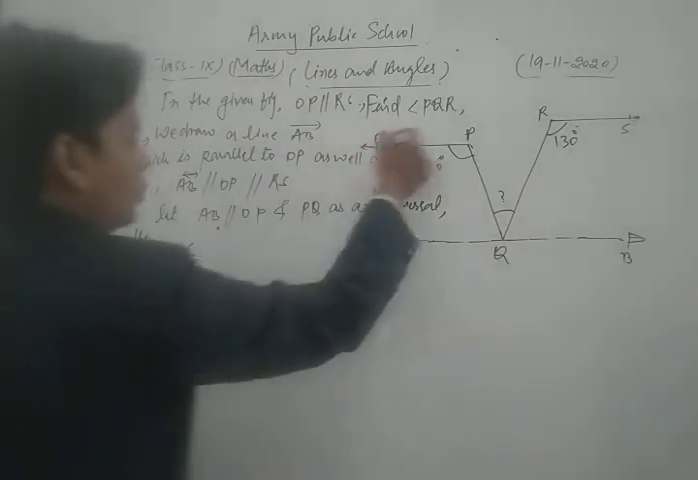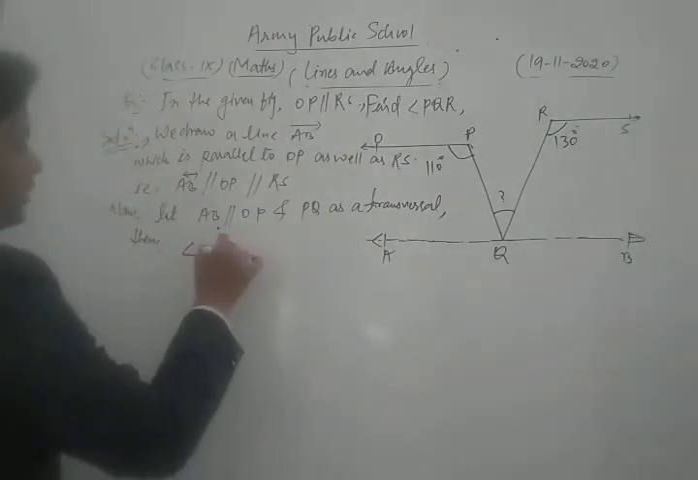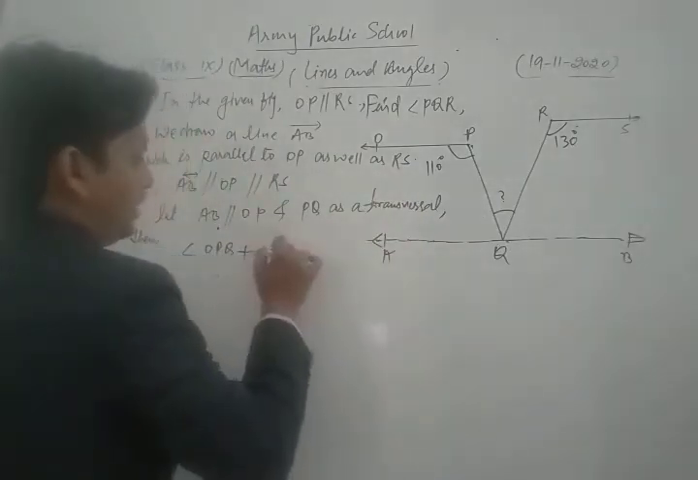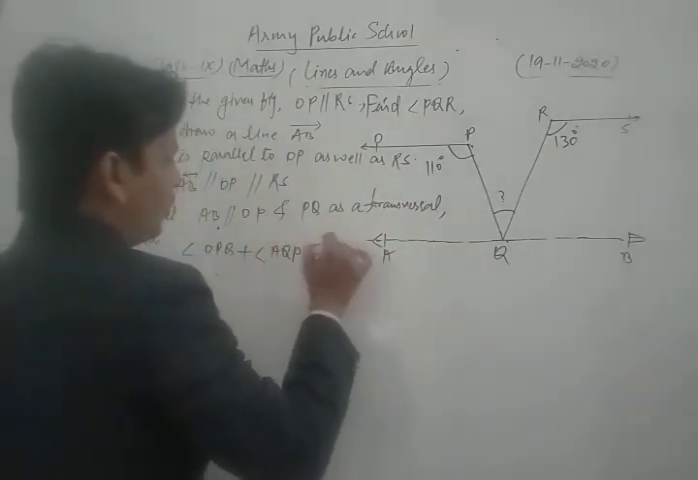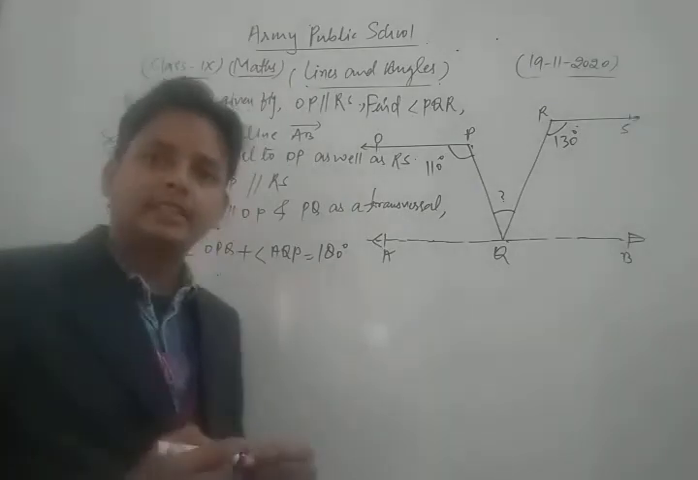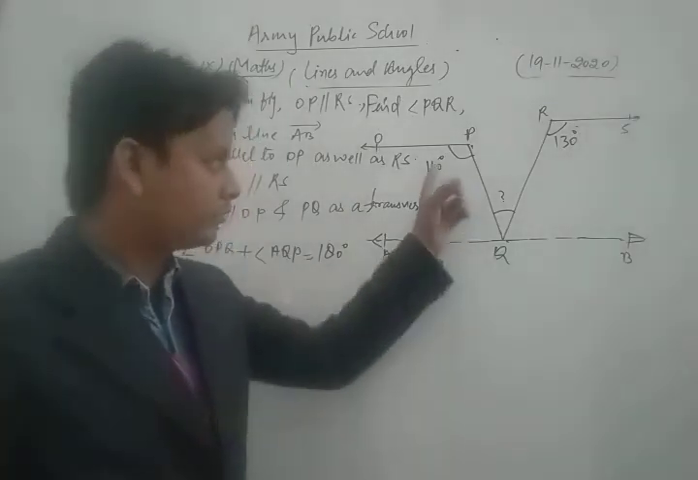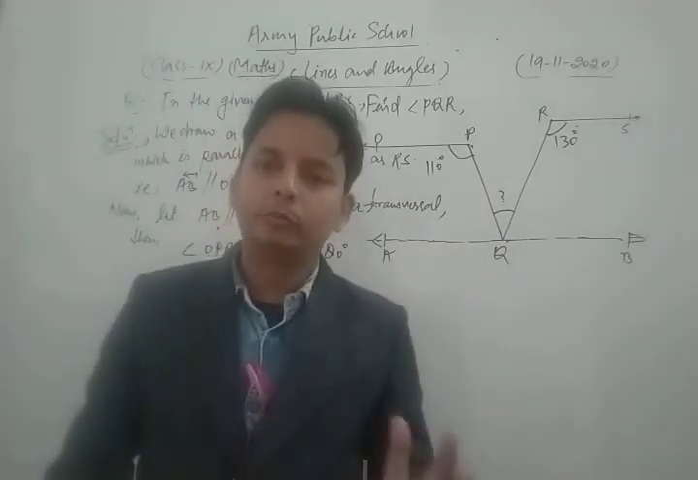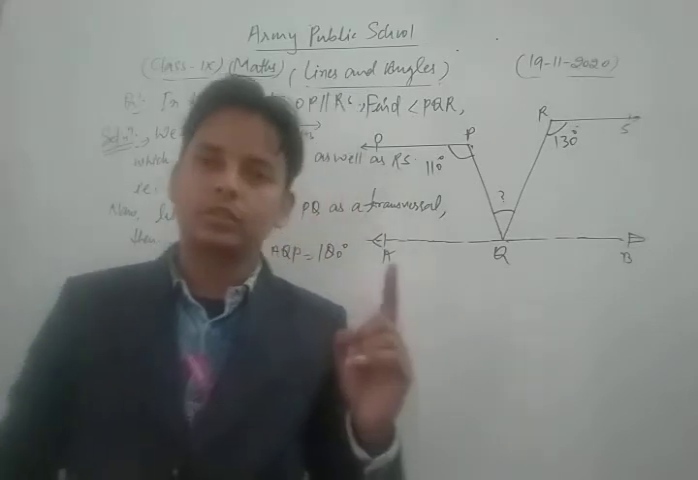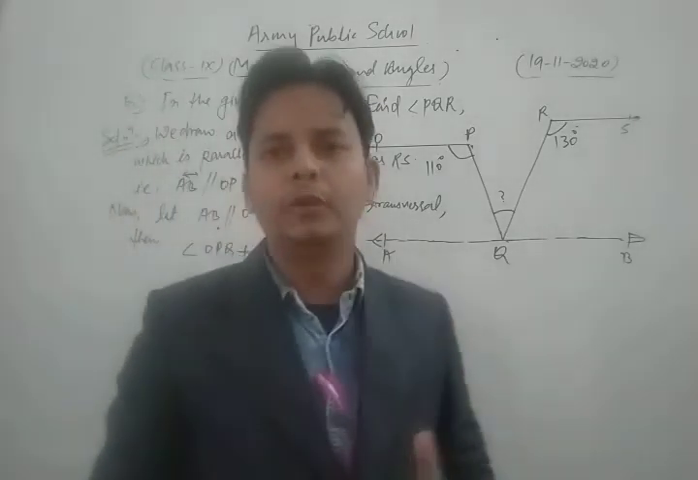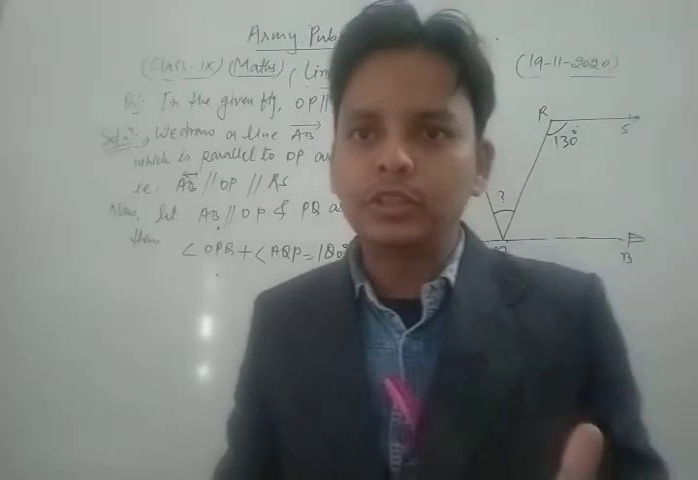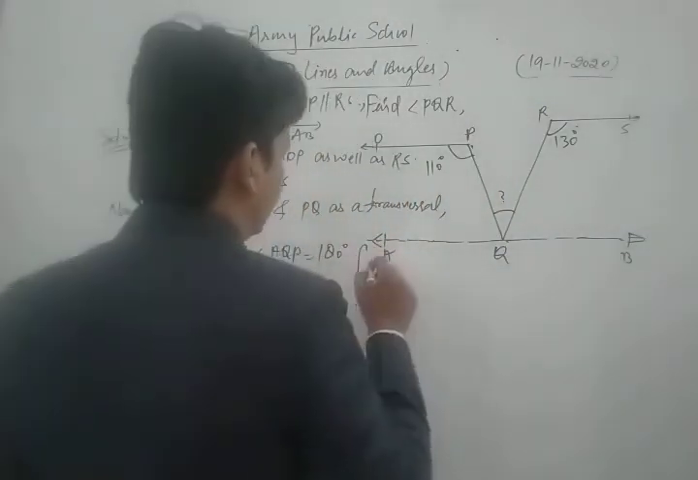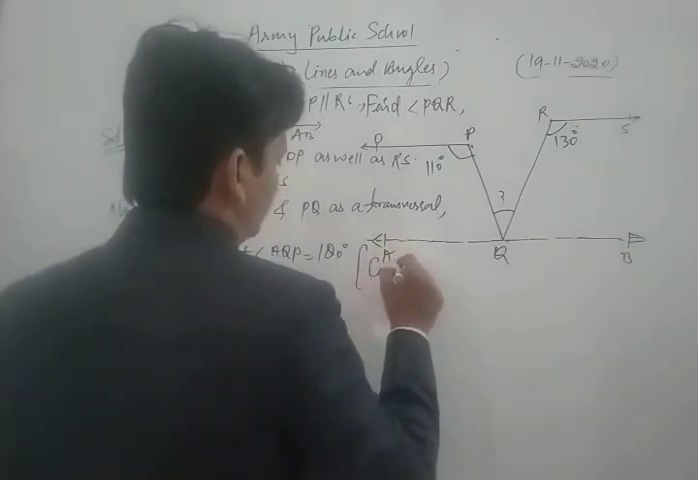Then angle OPQ plus angle AQP is equal to what? 180 degree. Why is their sum 180? Because these angles form consecutive interior angles, and we know that if two parallel lines are cut by a transversal, then the consecutive interior angles are supplementary to each other. So their sum of measure is 180 degree.